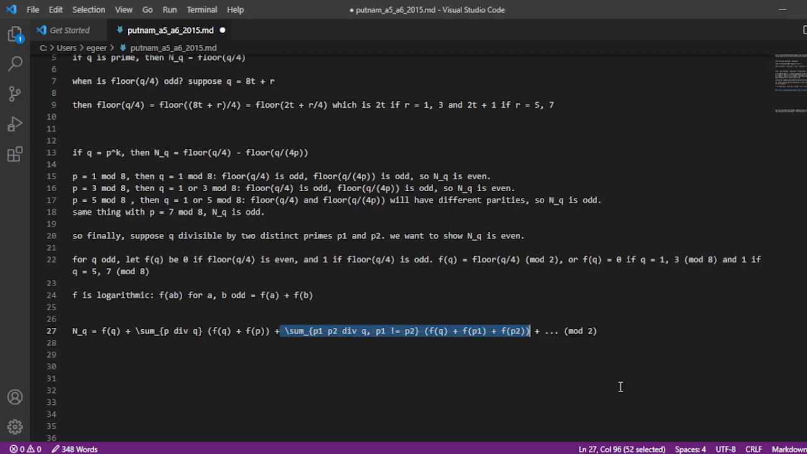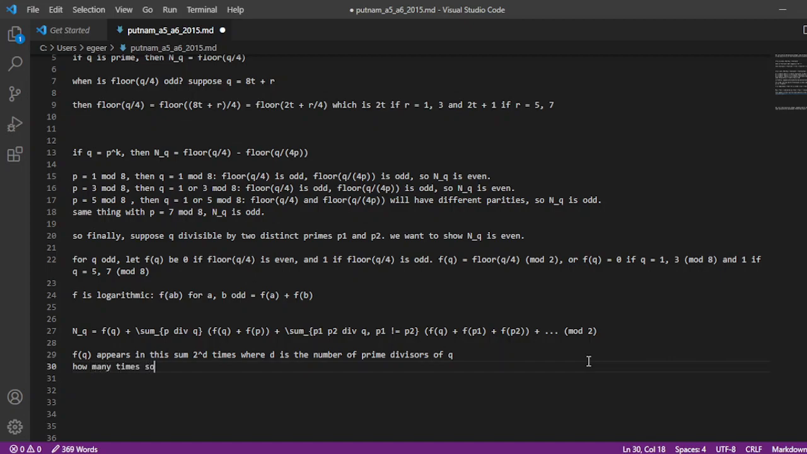Yes, so we're also counting the empty subset. That's right. So F(Q) appears in the sum an even number of times. I think this is true. Yeah, this is true.